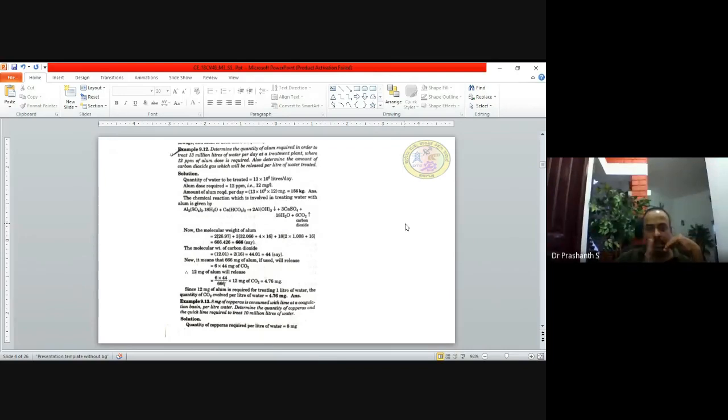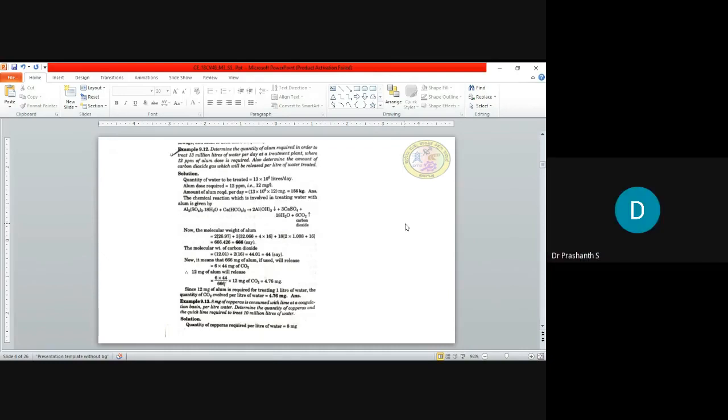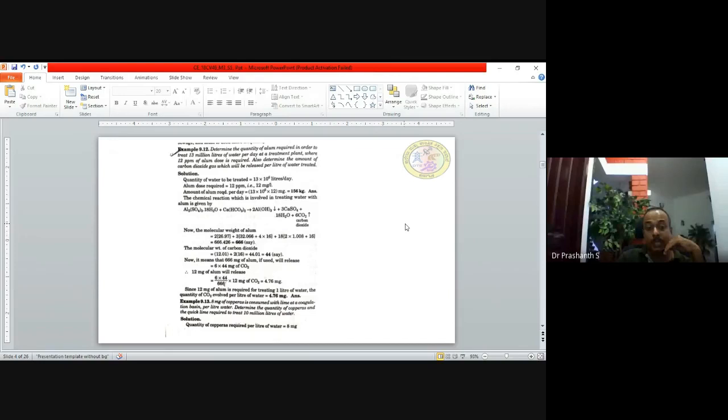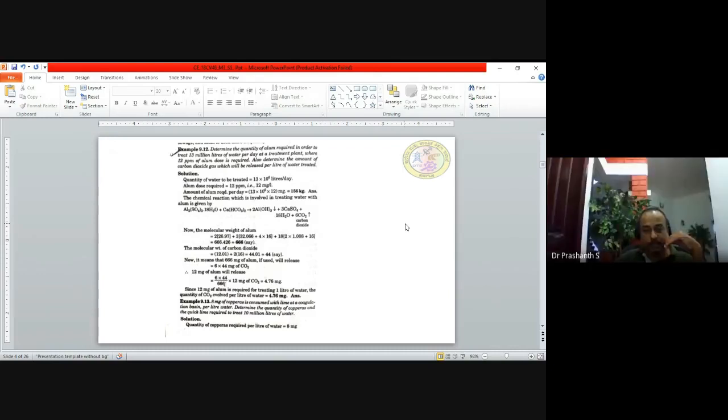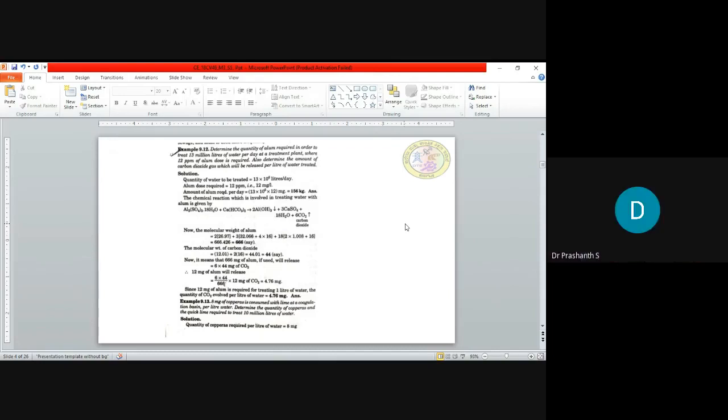Again, I'll explain. See, the chemical reaction you have to write down, that is known. One part of aluminum sulfate produces 6 parts of carbon dioxide. One part of aluminum sulfate, molecular weight 666, and 6 parts of carbon dioxide is 6 into 44. What do 12 milligrams of alum produce? Nothing but 6 into 44 divided by 666 into 12, which is 4.6 milligrams of carbon dioxide for every 1 liter of water. So that is the answer. This is as far as aluminum sulfate is concerned.